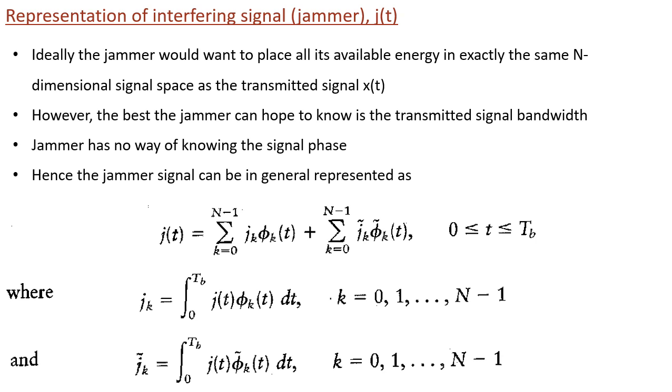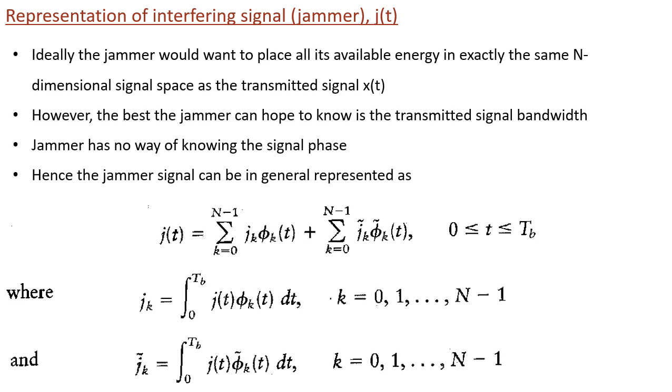So if we look at j of t, the jamming signal, it will be equal to summation k going from 0 to N minus 1 jk phi k of t plus summation k going from 0 to N minus 1 jk tilde phi k tilde of t, where t is between 0 and Tb. Here the jamming signal contains both phi k of t, that is cosine terms, as well as phi k tilde of t, that is sine terms. This is because he doesn't know whether the transmitted signal is cosine or sine, that is, he does not know the phase of the transmitted signal.